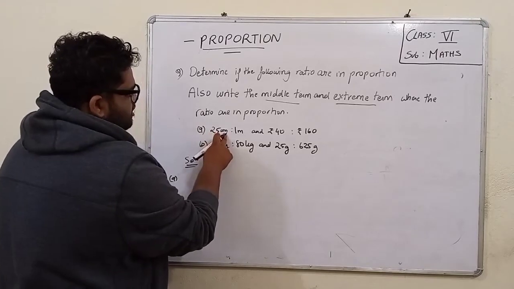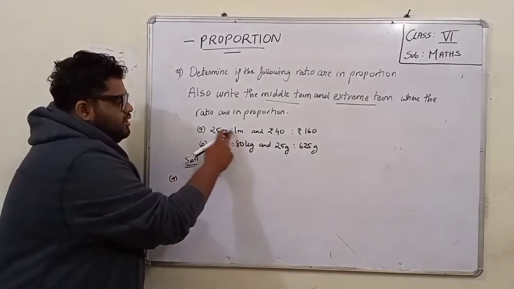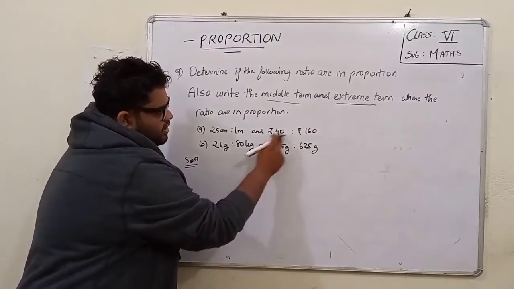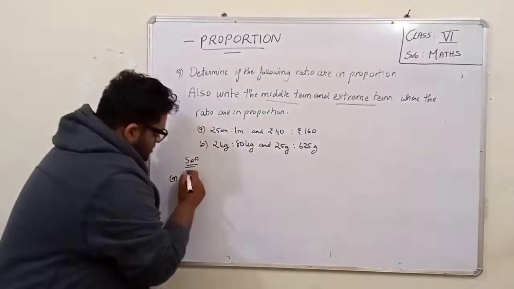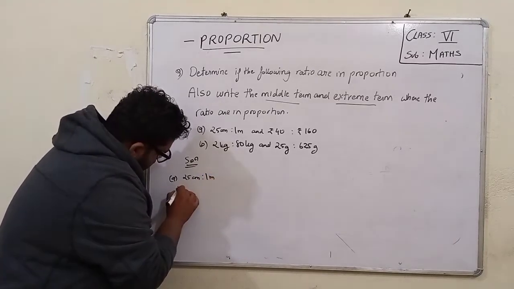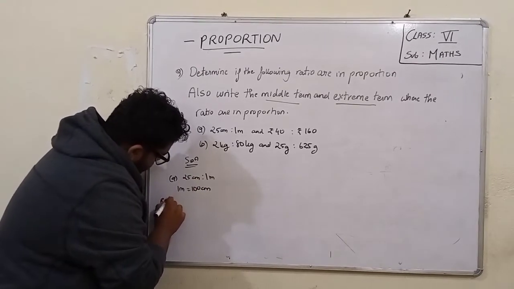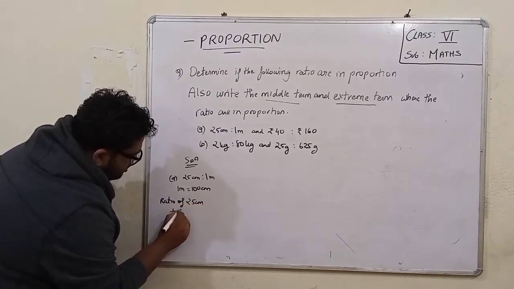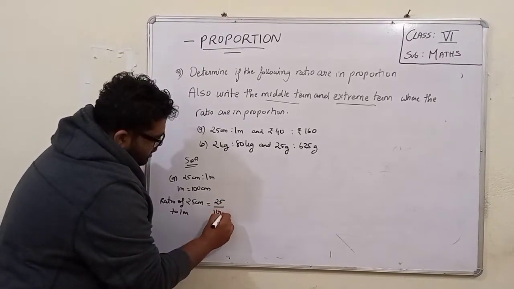We have 25 centimeter to 1 meter. The units are different, so first we have to convert this into centimeter. Then we have to find the ratio. And then we find the ratio of this. Here we can see the units are the same, so we don't have to convert anything. Now we have to convert this. So 25 centimeter is to 1 meter. That is, 1 meter is equal to 100 centimeter, right? So the ratio of 25 centimeter to 1 meter equals 25 by 100.